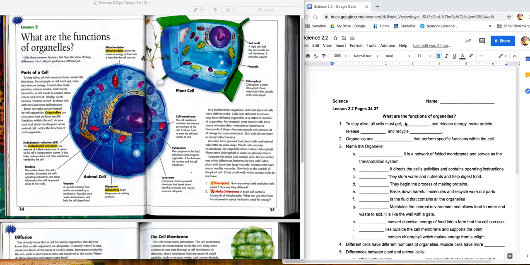Let's get rolling. You got your notes ready? It says to stay alive, all cells must perform certain life functions. Remember, yesterday we got a list of what it means to be alive, what a cell has to do to be considered living. Here we go at it again. A cell must get, store, and release energy. You have your first blank, so somehow you have to obtain nutrients, right? You must also make proteins, which we're going to learn is the building block of cells.